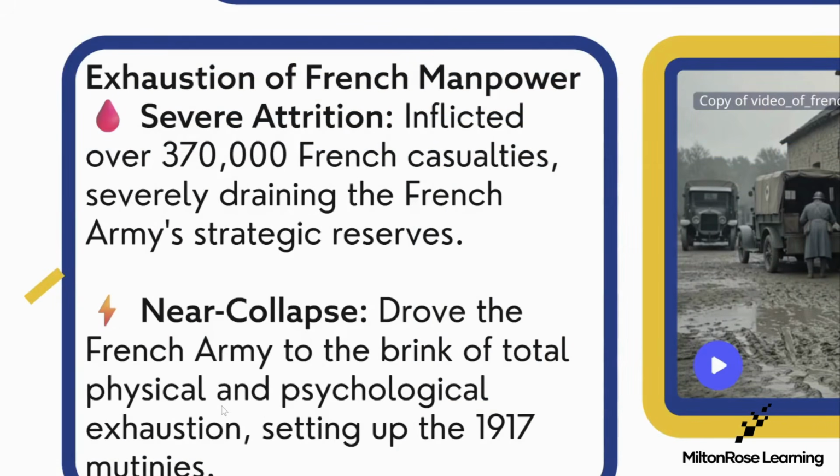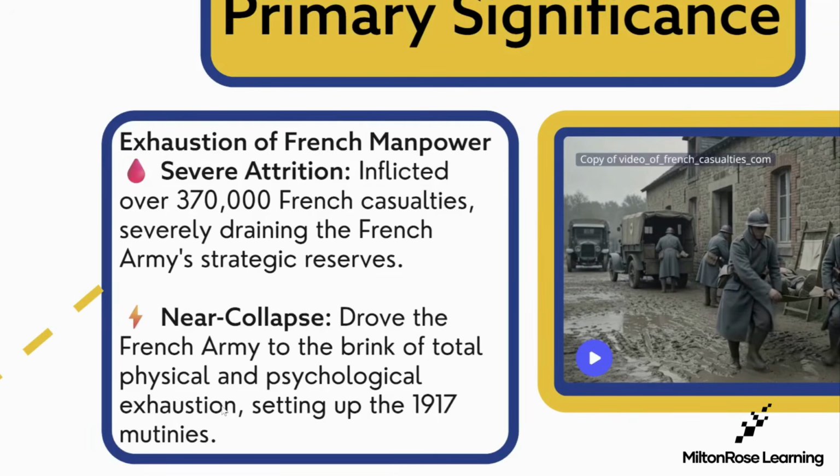And then also, in terms of a primary significant event, it brought the near collapse of the French army. After the Battle of Verdun, it drove the French army to the brink of total physical and psychological exhaustion, and it set them up eventually in 1917 for mutinies. The French army actually refused to fight in 1917 and said, "We've had enough. We've been driven to absolute despair here." In 1917, the French had to take some of their troops off the front line because they refused to fight. And I think the terrible toll of Verdun set the scene for those 1917 mutinies.